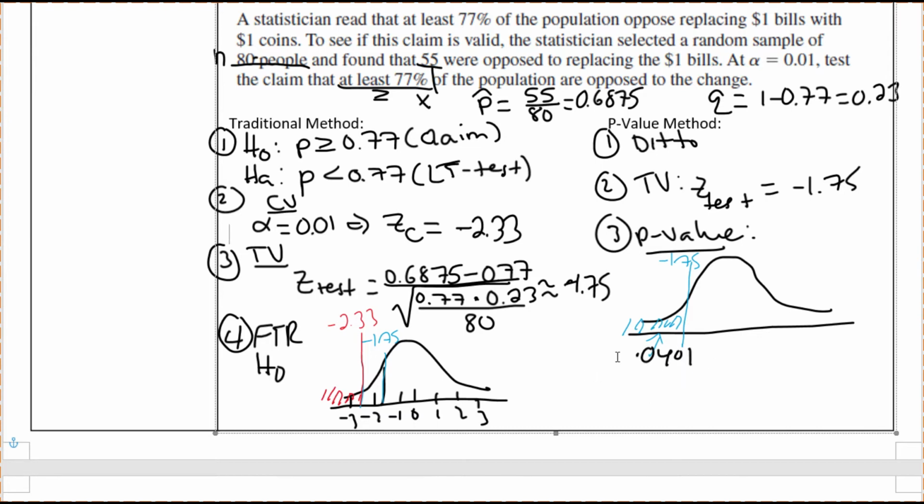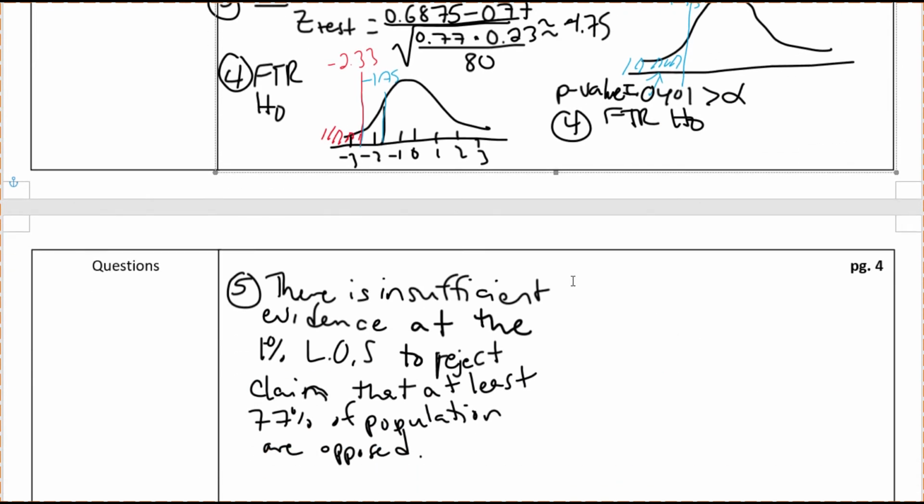So that's our p-value. The p-value is equal to that, and that is actually greater than our alpha, therefore we fail to reject. And therefore step 5 is the same.